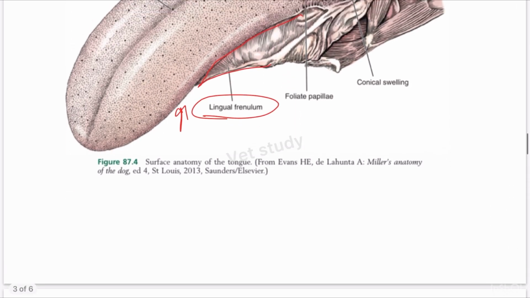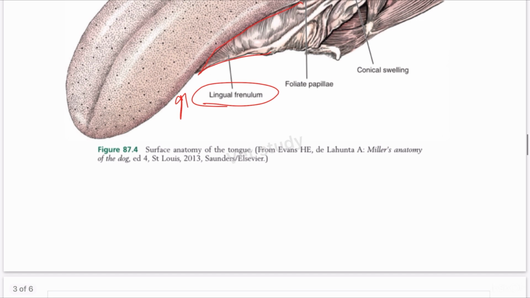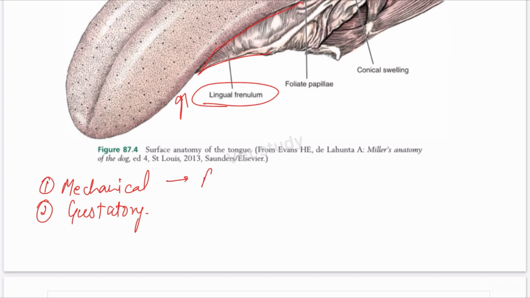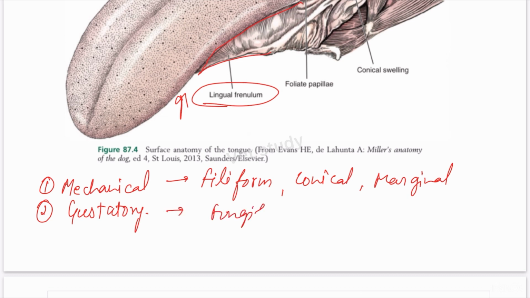There are different types of papilla. Let's discuss them. The broad categorization is two: the first one is mechanical, and the second one is gustatory. Gustatory means taste, right? So there are two types of papilla, mechanical and gustatory. In mechanical we have filiform, conical, and marginal, right? In gustatory we have fungiform, vallate or circumvallate, and foliate, right? So these are the papillae.